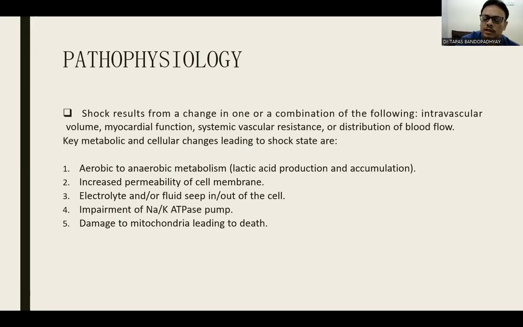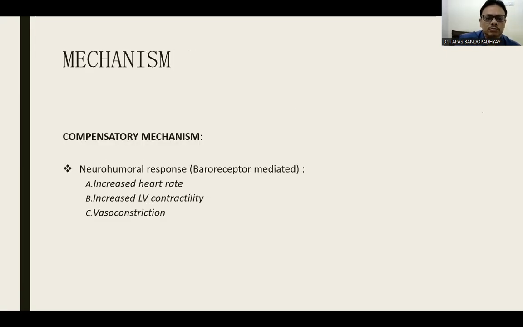But the key metabolic and cellular changes that lead to the shock state are a shift from aerobic to anaerobic metabolism. We all know that there is production of lactic acid and it accumulates in the tissue. There is increased permeability of the cell membrane. There is impairment of the sodium potassium ATPase pump and damage to the mitochondria, leading to organ failure and ultimately to death. The mechanism in a nutshell is a compensatory mechanism.